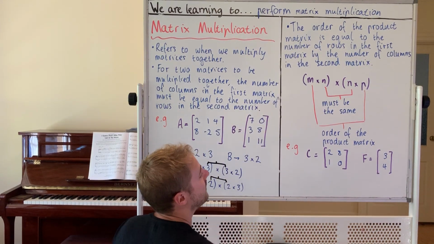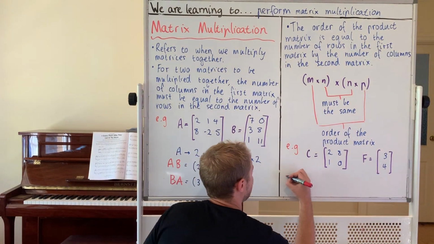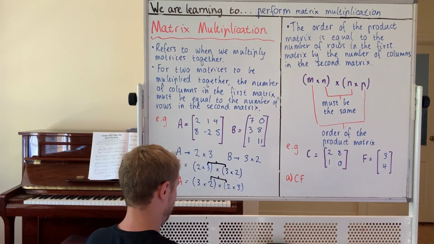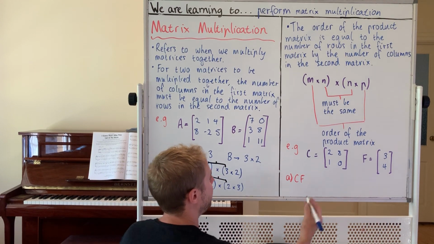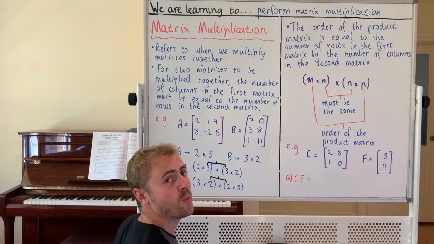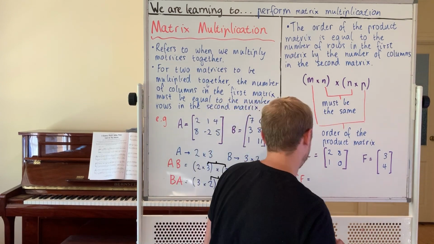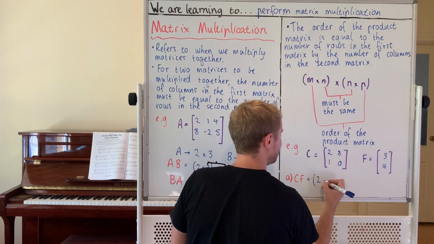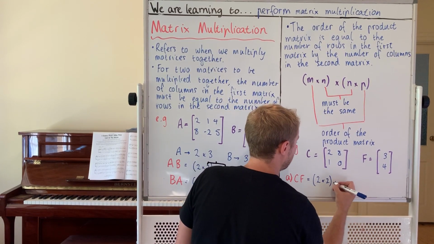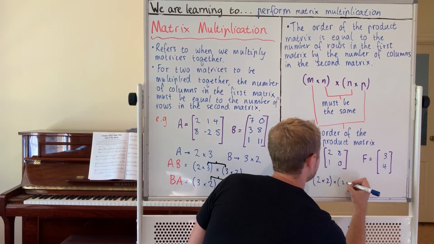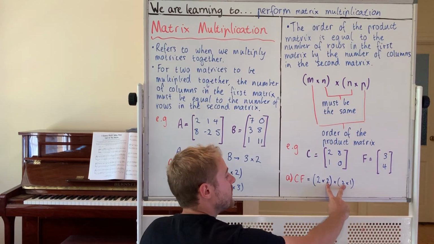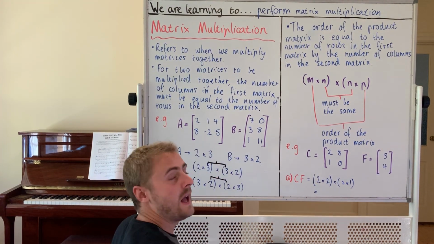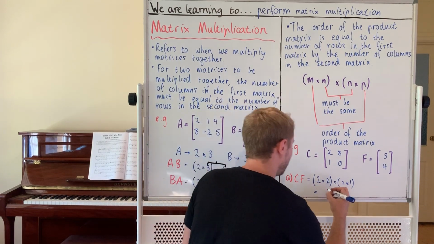All right, so we've got two matrices, C and F. First one, C multiplied by F. I'm not actually going to solve this, but just going to determine whether they can be multiplied and what their product is going to look like. Matrix C has an order of 2 by 2. Matrix F has an order of 2 by 1. The two numbers in the middle are the same. Those columns are equal to the number of rows. Our product matrix, or the answer, will be 2 by 1.